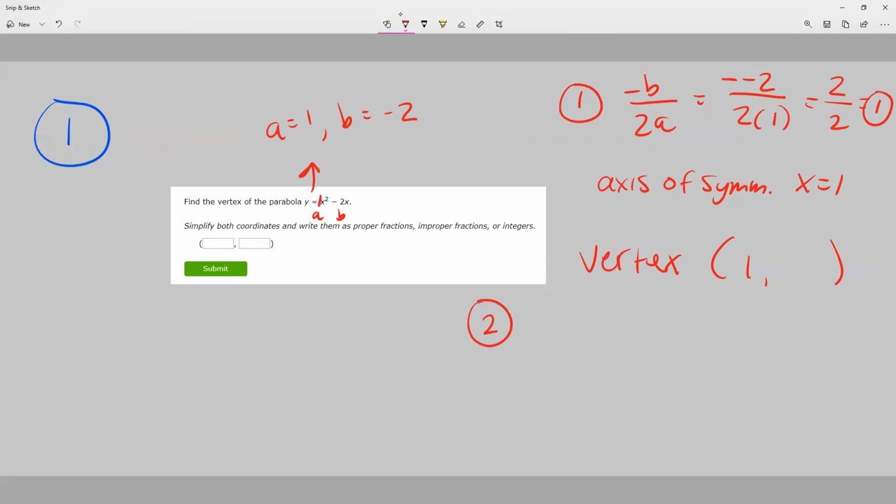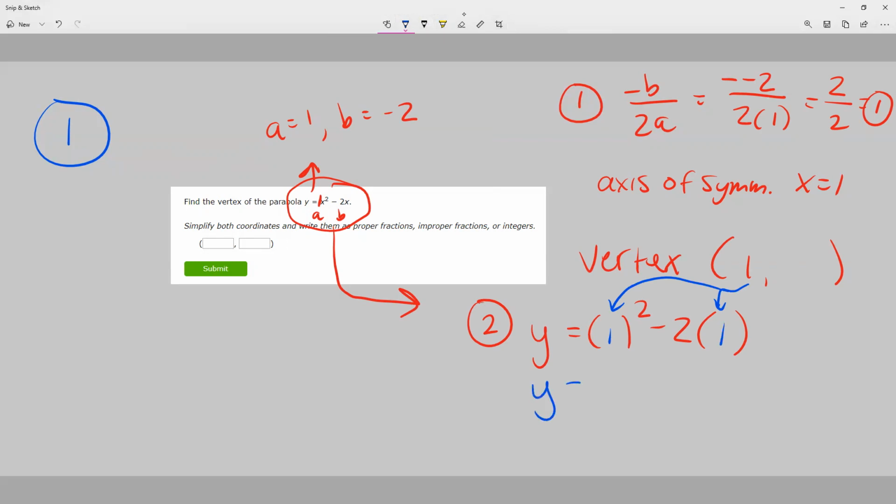Now step 2 is I need to take this and plug it back into the original equation. So y equals something squared minus 2 times something. And I'm going to plug in the number that I just solved for. So I end up with a 1 here and a 1 here, and then I just need to solve. So y equals 1 squared minus 2 times 1, so minus 2, equals negative 1. So this is negative 1.